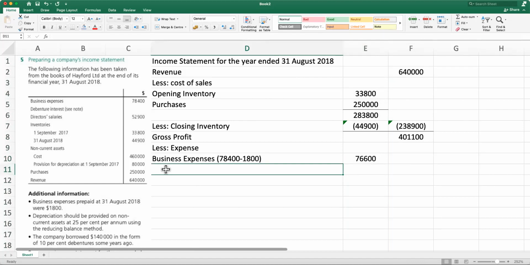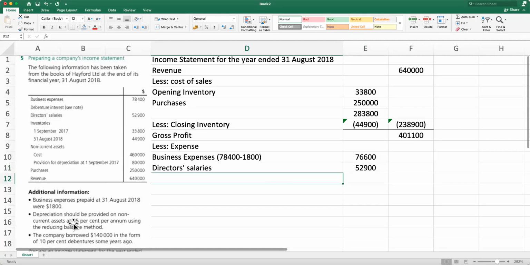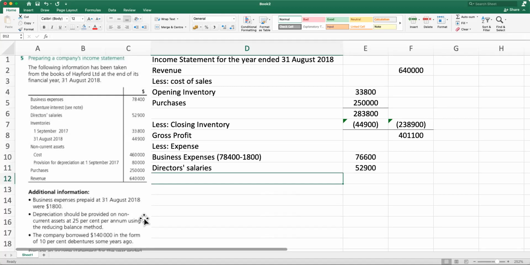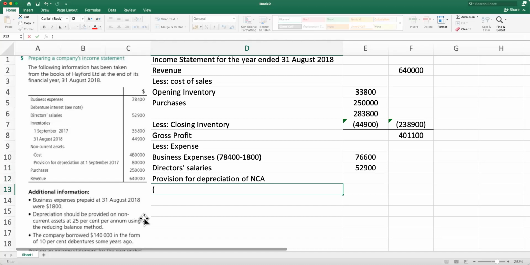And then there's a provision for depreciation of 80,000, and then the asset is 460,000. So we need to reduce that as well as your director's salaries, 2,900. And then we need to calculate the depreciation. It says depreciation is provided on non-current asset 25% per annum using the reducing balance method. So how do we use that? We're just going to use provision for depreciation of non-current asset.